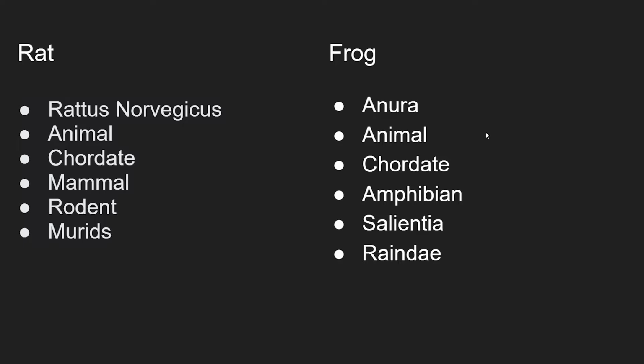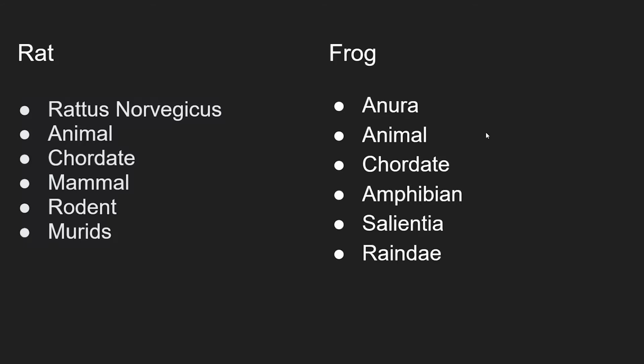The taxonomic name for the rat would be Rattus norvegicus, and then the kingdom would be animal for the rat. The phylum would be Chordata, and then the class would be mammal, and then order would be rodent, and then the family would be murids. And then for the frog, the taxonomic name would be Anura, and then the kingdom would be animal, the phylum would be Chordata, the class would be amphibian, the order would be Salientia, and then the family would be Ranidae.